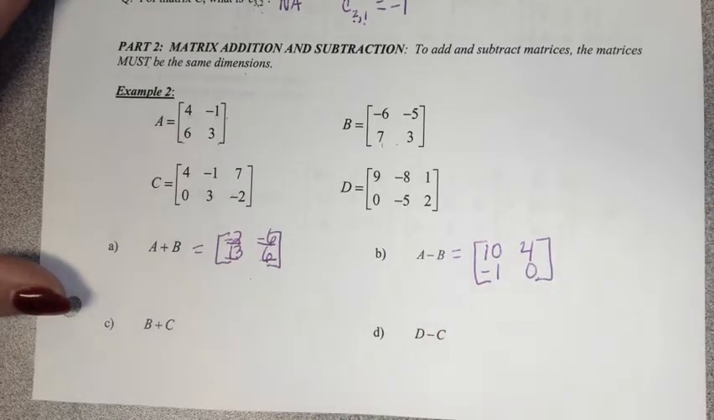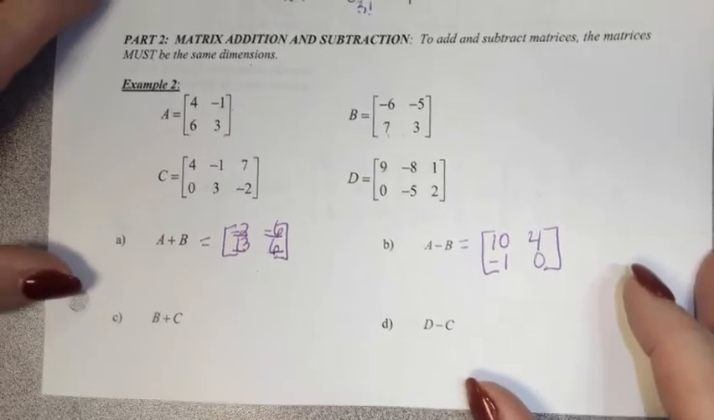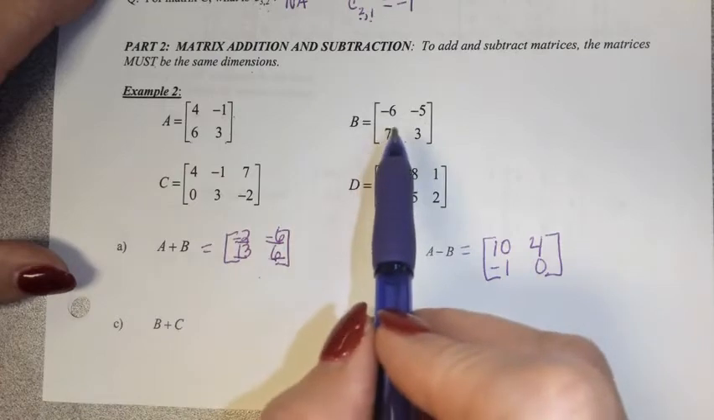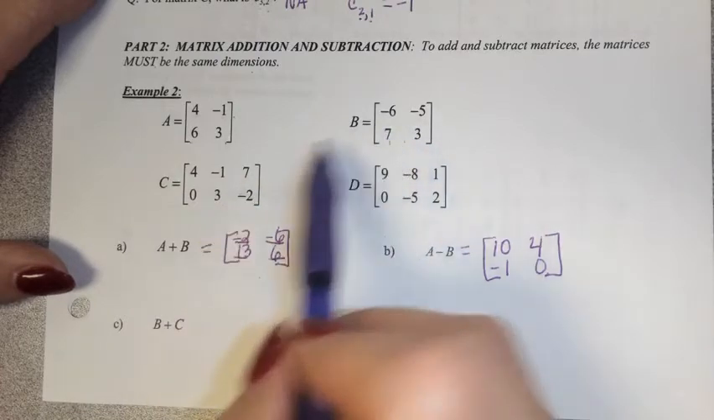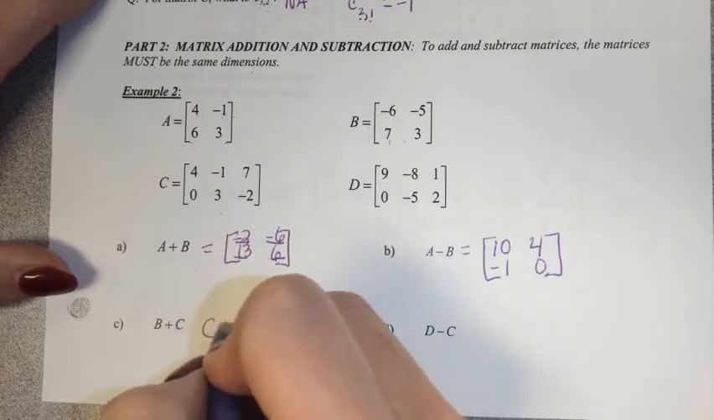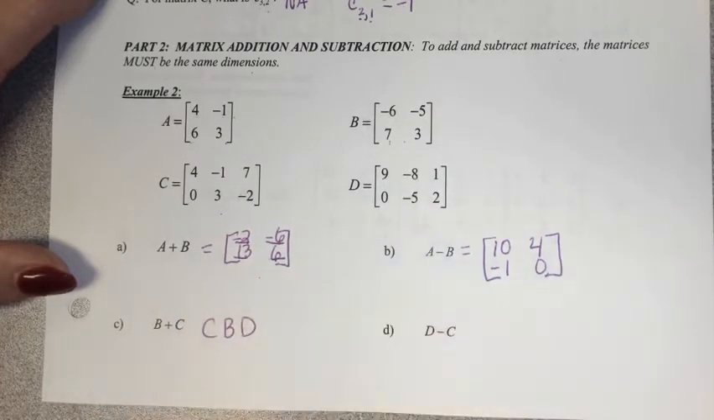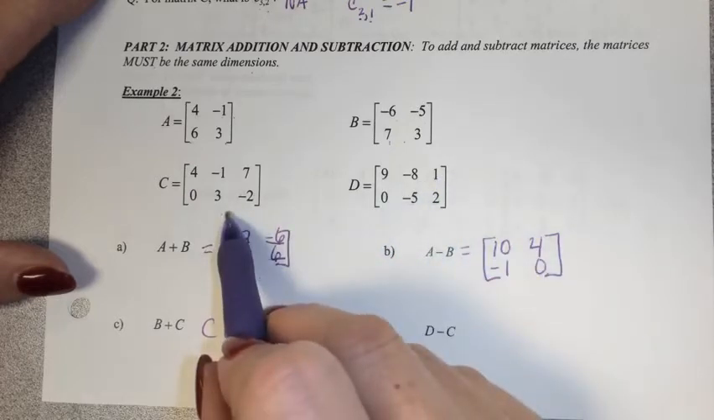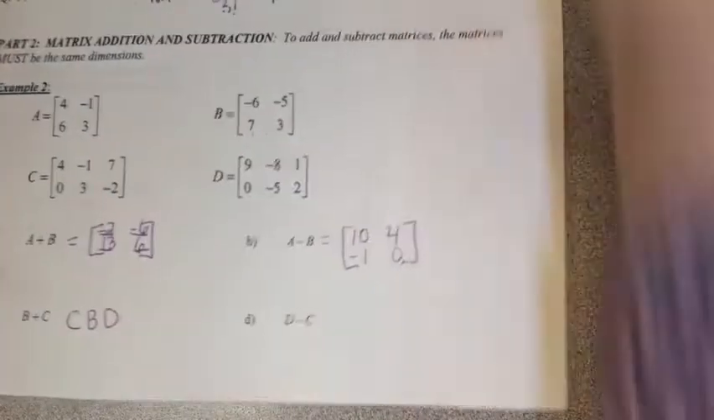Now they're asking us in part C to add matrix B plus C. Well, matrix B is a 2 by 2 matrix, and matrix C is a 2 by 3 matrix. So therefore, since they don't have the same dimensions, it can't be done. B plus C can't be done. Lastly, they're asking us to do D minus C, so matrix D minus C.